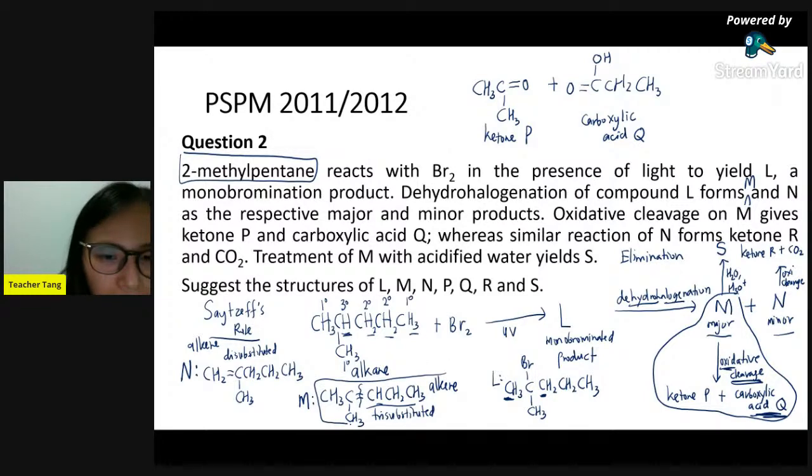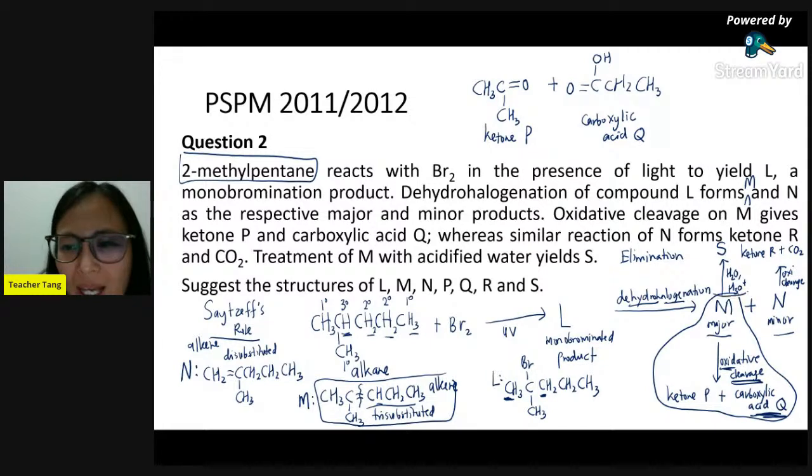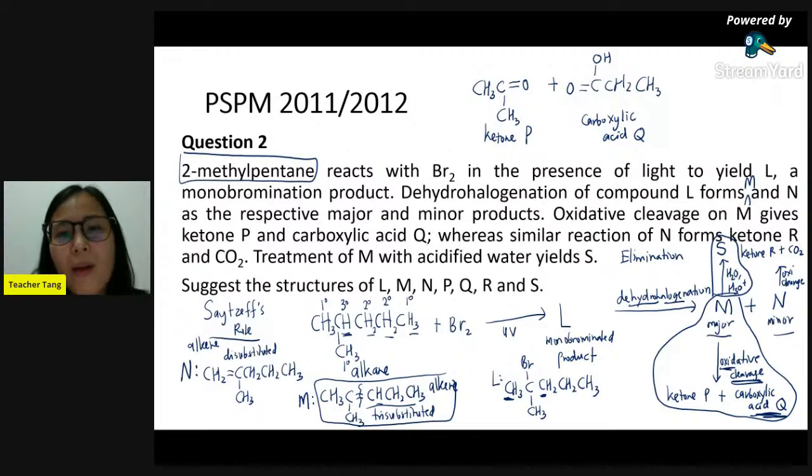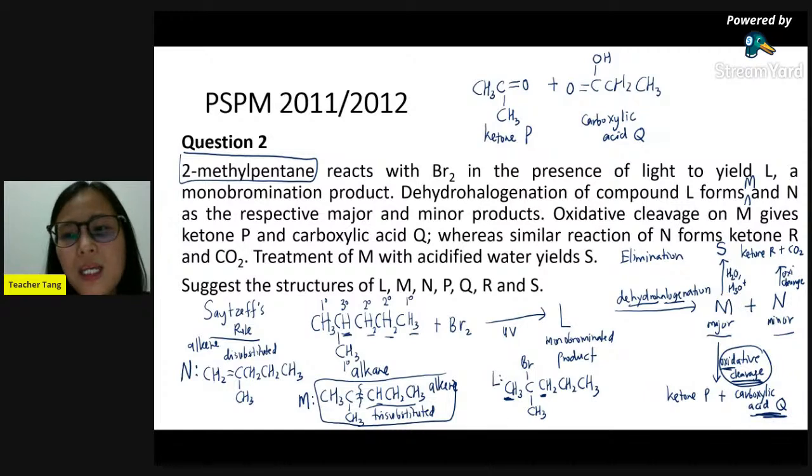M, also reacts with acidified water to form S. So if it reacts with acidified water, is that oxidative cleavage or electrophilic addition? It must be electrophilic addition. Remember, oxidative cleavage has only two reagents: KMnO4 in hot acidified condition, and ozone. So this is acidified water, not ozone, not KMnO4. So it must be electrophilic addition.